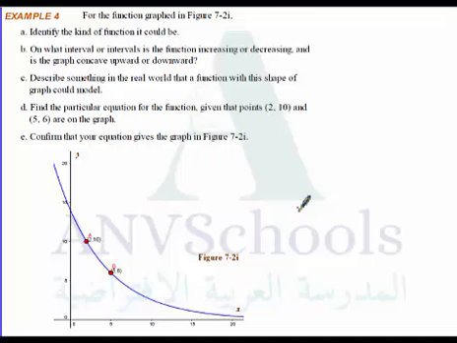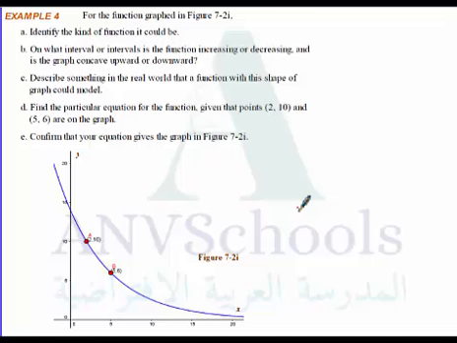Example number 4. For the function graph in figure 7-2i, letter A, identify the kind of function it could be. Letter B, on what interval or intervals is the function increasing or decreasing? And is the graph concave upward or downward? Letter C, describe something in the real world that a function with the shape of graph could model.